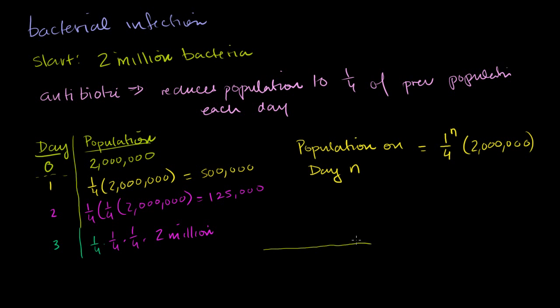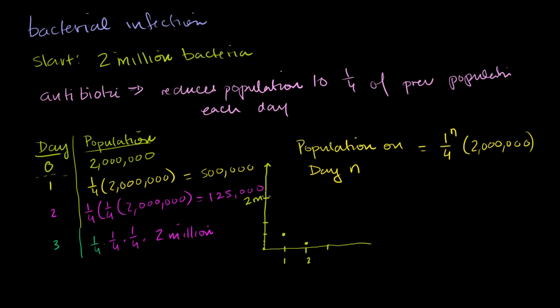using at least just the points that we have here, we're only going to be dealing with positive x's. So on day 0, we start at 2 million. So let's say this is in millions. So on day 0, we're at 2 million. On day 1, we're at 1/4 of that. So let's say that's 1 million. So then that is 500,000. On day 2, we're 1/4 of this. So this is 250,000. That's 125,000. And then on day 3, we're 1/4 of that.